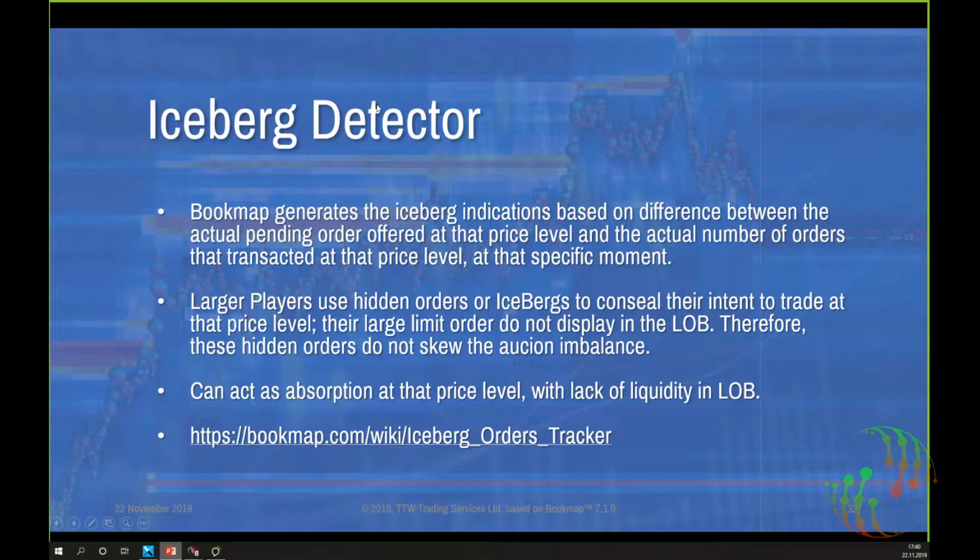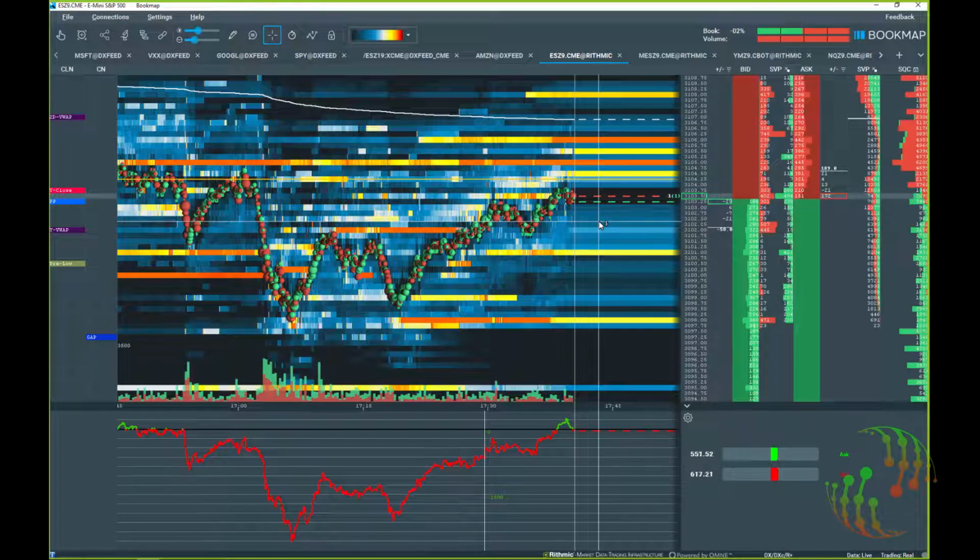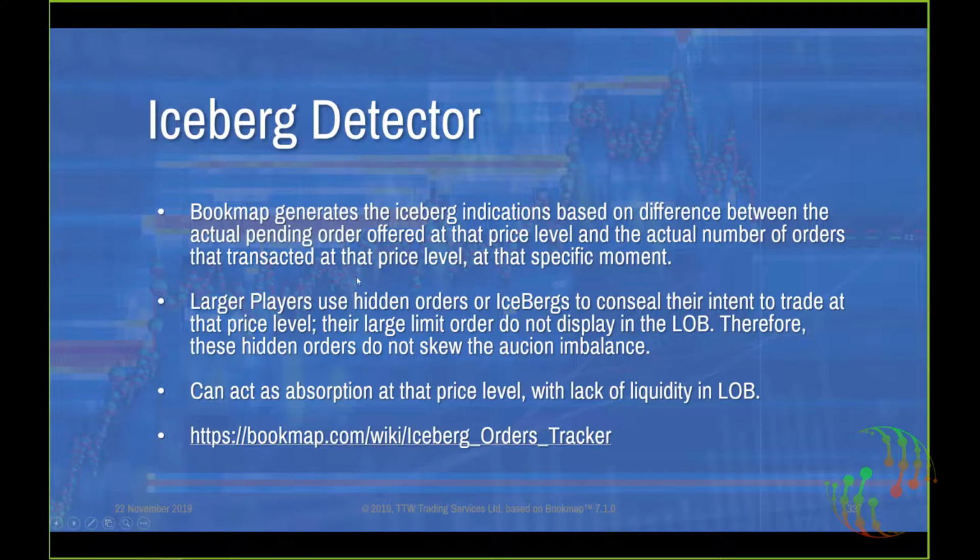Guaranteed. Absolutely. Iceberg detector. So what I wanted to say in coming back to our presentation is that this is only a part of what we see. Bookmap generates the iceberg indications based on the difference between the actual pending order offered at the price level and the actual number of orders that transacted at that price and at that specific moment. Larger players use hidden orders, icebergs, to conceal their intent to trade at that price level. Their large limit orders do not display in the limit order book. Therefore, these hidden orders do not skew the auction imbalance.